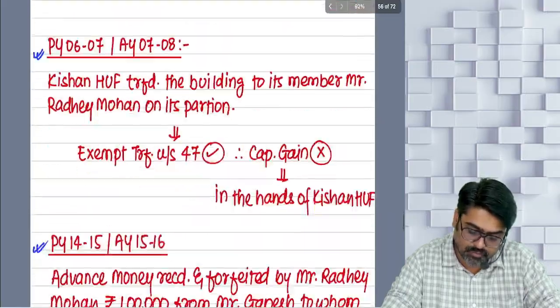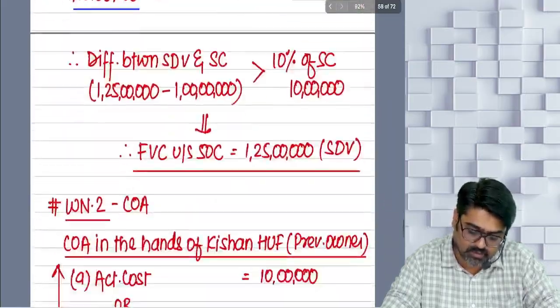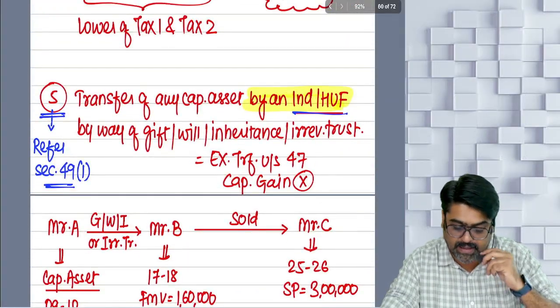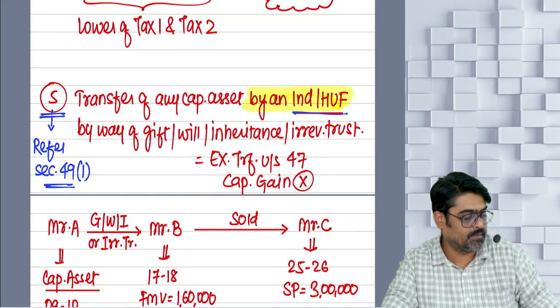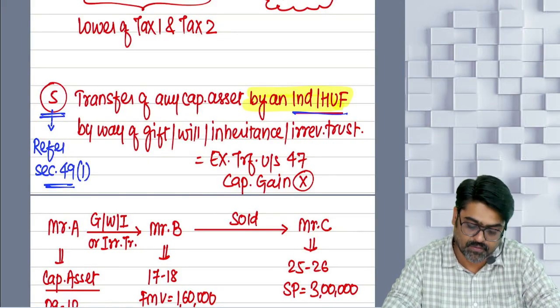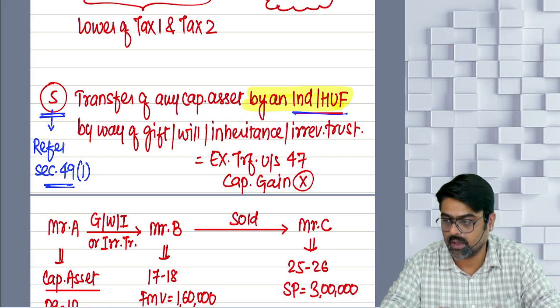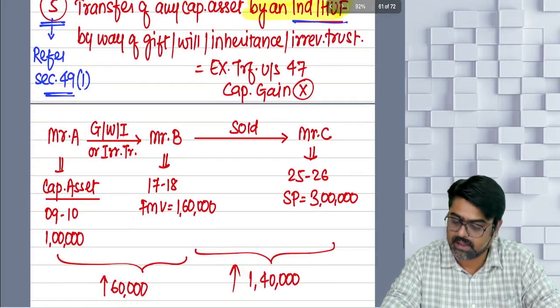Then we did the fifth transaction. Which was that transaction? Fifth transaction, guys. If any capital asset is transferred by any individual or HUF by way of gift, will, inheritance or irrevocable trust, then the transfer is an exempt transfer in the hands of individual or HUF. Yes or no? And this entire transaction we have done.